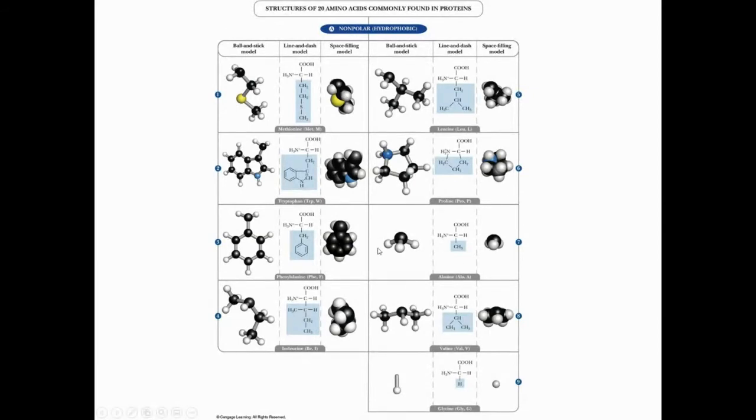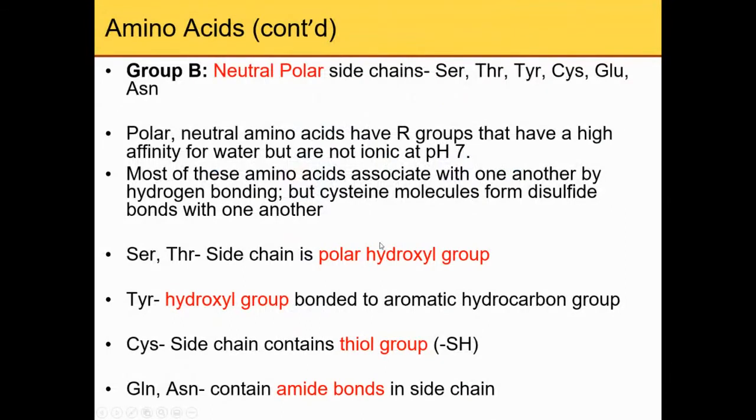So these are the non-polar hydrophobic amino acids. And then the second group is a neutral polar side chain, right? Polar neutral amino acids have the R group that has a high affinity for water, but are not ionizing at pH 7. Okay, and so basically, most of these amino acids associate with one another by hydrogen bonding. And cysteine molecules form a disulfide bond with one another.